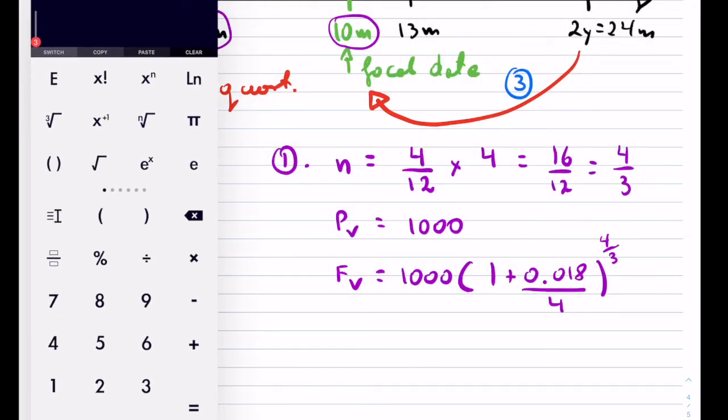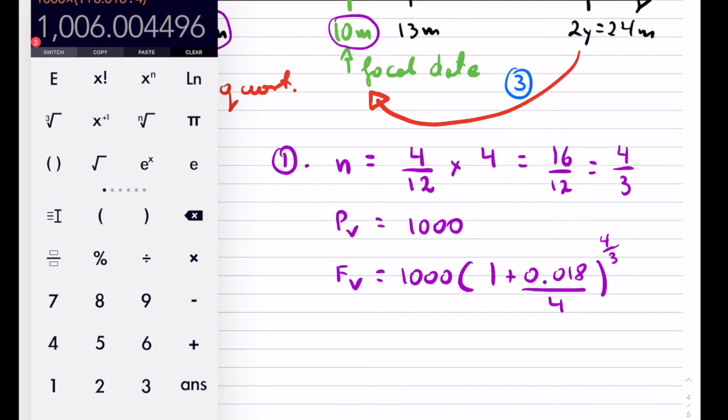Let's put it all in. So I have 1,000 times, so open my bracket, 1 plus 0.018 divided by 4, close bracket, to the exponent. Okay, and now I'm going to open the bracket in the exponent because it's a fraction. So 4 divided by 3, close it. Okay, hit equals. So that's what I have there.